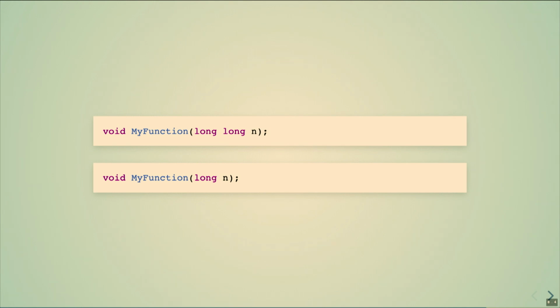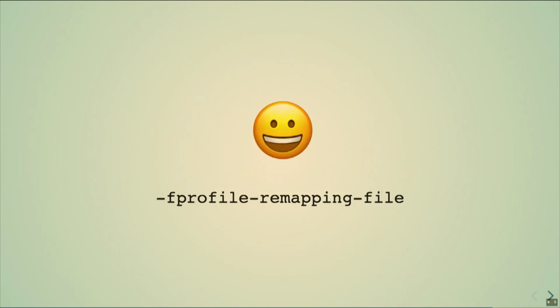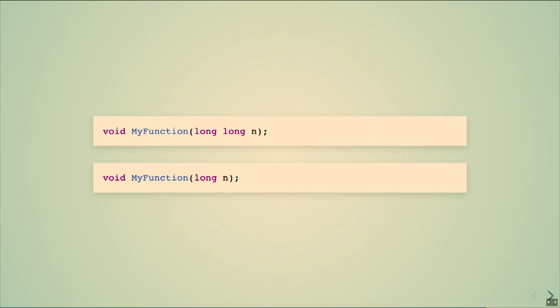So there's a pretty easy fix for this in Clang. Clang has this flag, -fprofile-remapping-file. You can give it a file that gives it instructions about how to do remappings between functions. What I mean by that is you can tell it, my function that takes a long, yeah, that's the same as my function that takes a long long. Don't worry about it. Just use the profile from the first one on the second one. Everything will be okay.